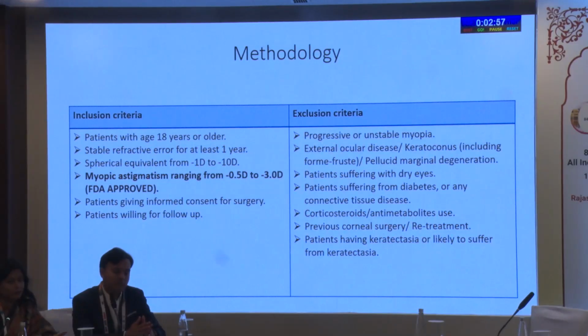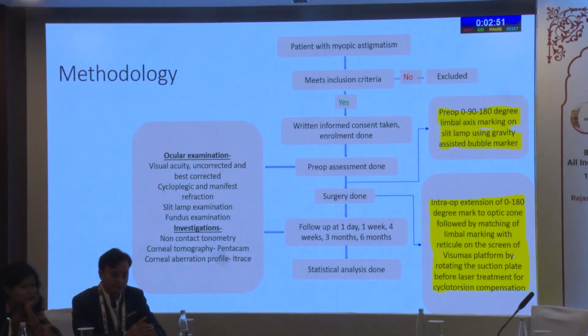Patients with myopic astigmatism ranging from -0.5 to -3 diopter were taken in the study. Preoperatively, a 0-90-180 degree limbal marking was done on slit lamp using a gravity assisted bubble marker. Intraoperatively, the 0-180 degree mark was extended onto the optic zone, followed by matching of the limbal marking with the reticle on the screen on the VisuMax platform by rotating the suction plate before the laser treatment.